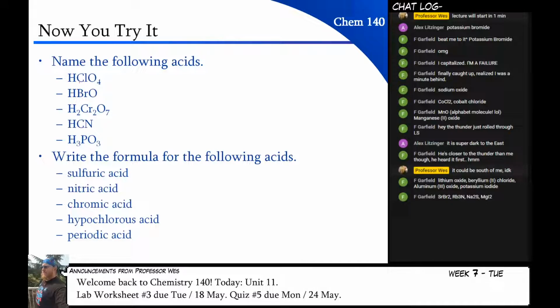At the top, we have this is perchlorate, so this becomes perchloric acid. This is hypobromite, so this becomes hypobromous acid. This is dichromate. It ends in ate, so it becomes ic acid. Cyanide ends in ide, and this follows that exception that I mentioned earlier, so we would call it hydrocyanic acid.